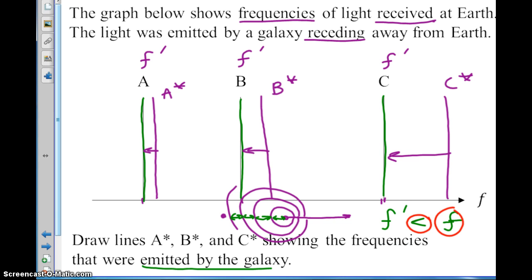And just like before, the amount of frequency shift is proportional to the value of frequency that you observe. If you observe a big value of frequency, there's a big shift. If you observe a small value of frequency, then that means there must have just been a small shift.